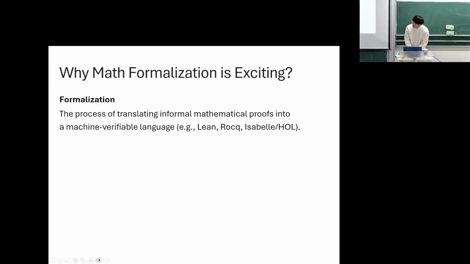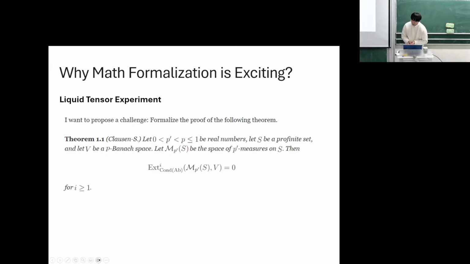To begin, I will briefly explain what formalization means. It is the process of translating informal mathematical proofs into machine-verifiable languages such as Lean, Coq, and Isabelle. There is a well-known example that clearly shows why formalization is important. It is called the Liquid Tensor Experiment.